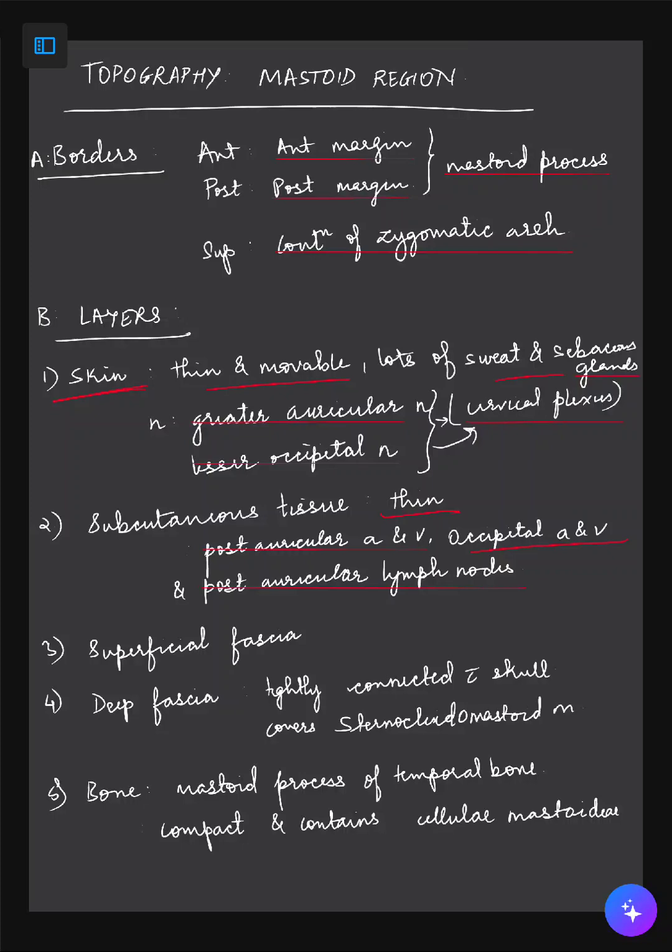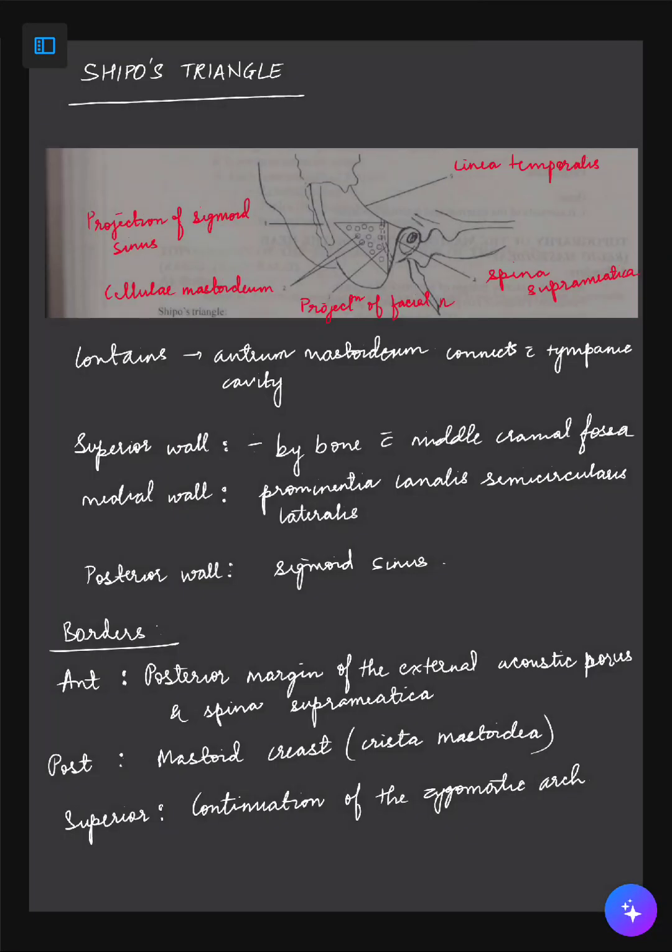Superficial fascia, there is nothing to say about it, but the layer is present. The deep fascia is tightly connected with the skull and covers sternocleidomastoid muscle. Now the bone. Mastoid process of the temporal bone is compact and contains mastoid cells.